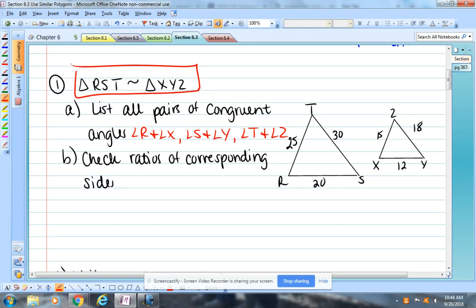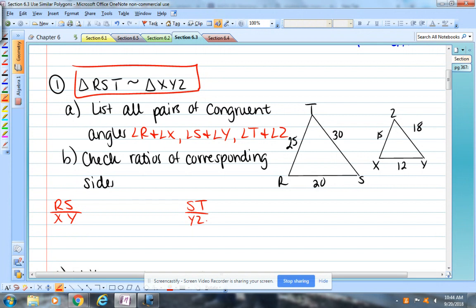Then it says check the ratios of corresponding sides. So what we're going to do is use our similarity statement on number one, beside number one up there that I have a box around. And we're going to list the pairs that are supposed to be corresponding sides. And then we're going to plug their numbers in and see if they actually are proportional. Congruent ratios. So side RS is supposed to correspond with what side in the second triangle? XY. I'm just going to write these down and skip a space. ST is supposed to be corresponding to which side in the second triangle?